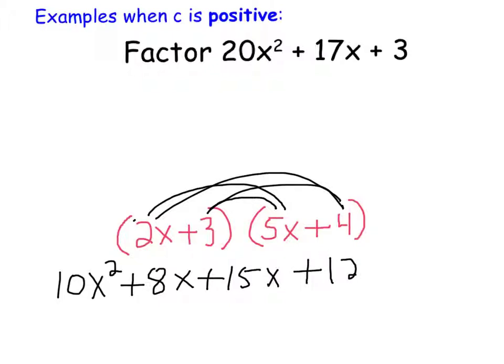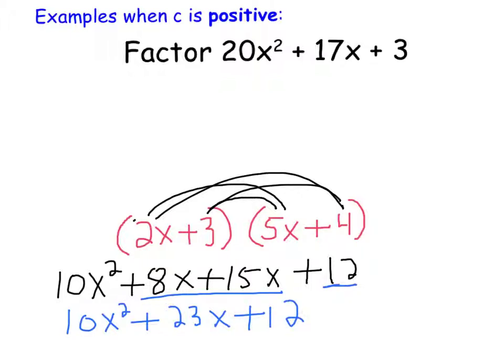Notice what I'm going to do is bring this down, so this is 10x squared, and I'm going to add these together. And when I add those together, I get 23x. And then I'll bring this down, plus 12. Why did I do that? I did that for a reason, to show you that these two middle terms added to get 23x. And we're going to use that strategy to break this apart.